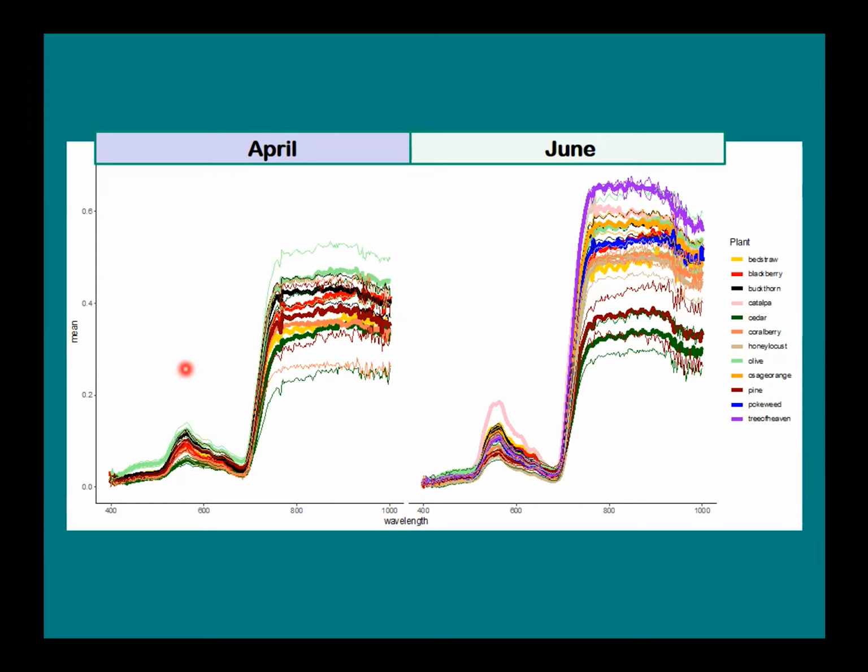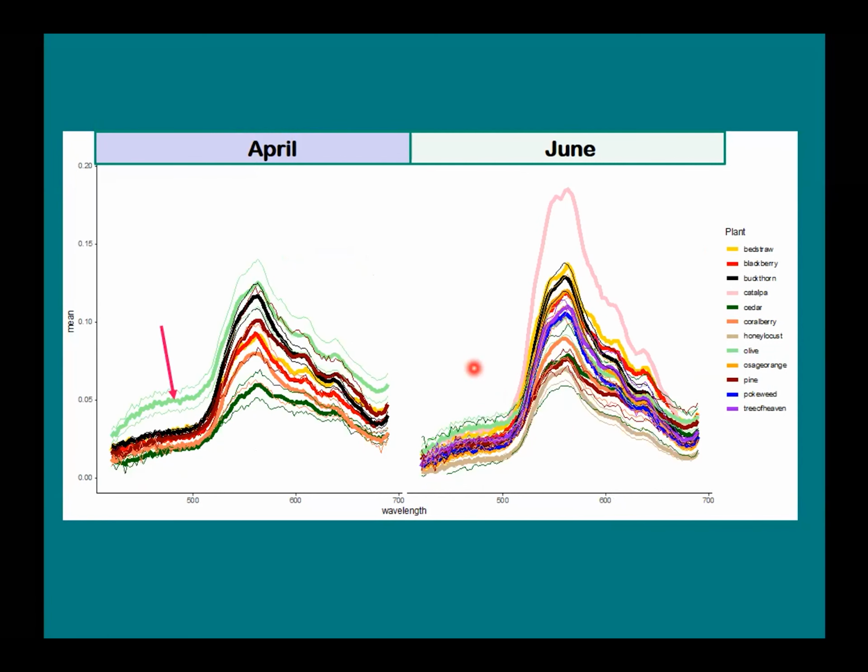And you can see the species, there's some differences there among the different species. This is April, when the species are sort of just kicking in. And this is June, where we're maybe getting into the peak of the growing season in central Virginia.